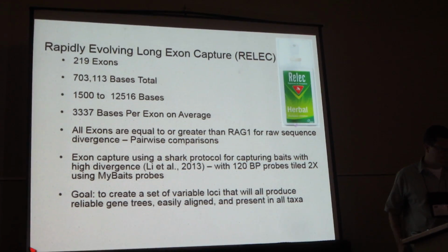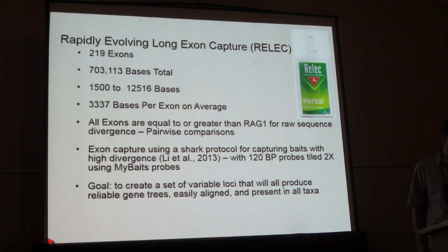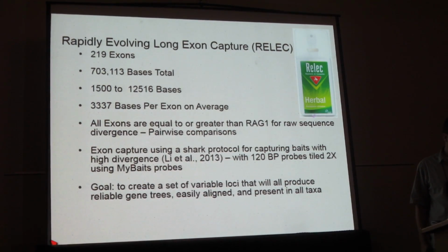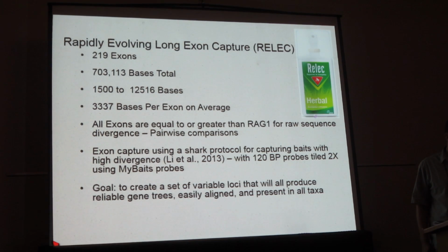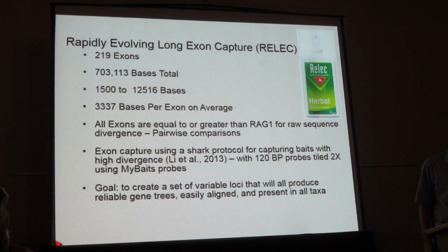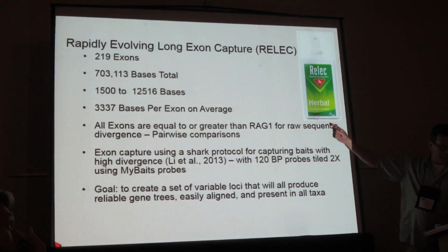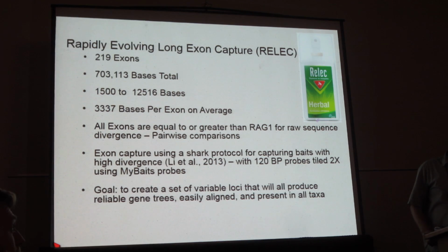To achieve this goal, we used two basic criteria. First, we chose protein-coding exons 1,500 bases or longer. Second, the exons had to be more variable than RAG1 based on pairwise comparisons of DNA distances. We call this approach RELIC, which coincidentally is a popular mosquito repellent in Europe. I don't know what that means, but it's true.